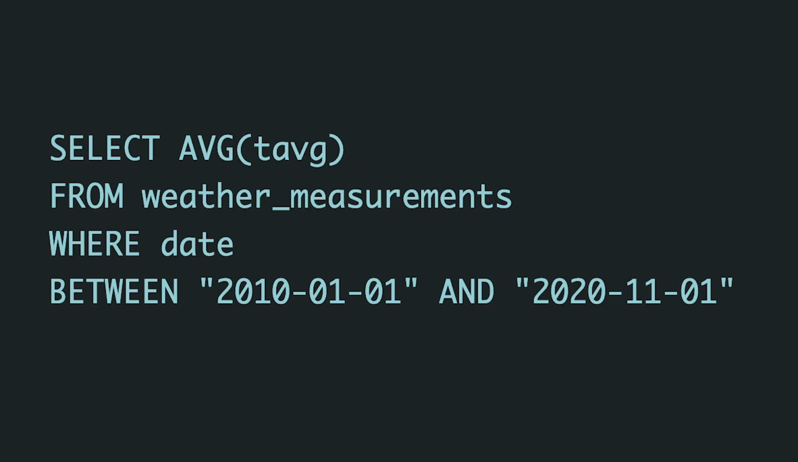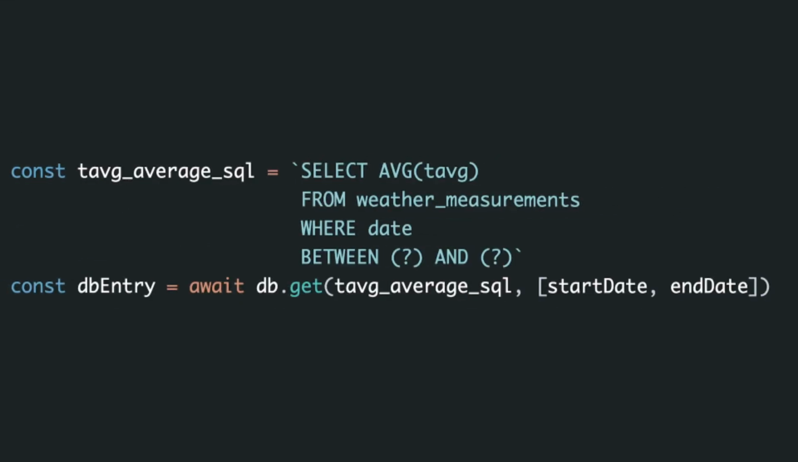One of the app's features is to display average temperatures. Let's find the average daily temperature for the last 6 months in Iceland. Here's the SQL query to compute this average. And here's the Node.js code that runs this query.